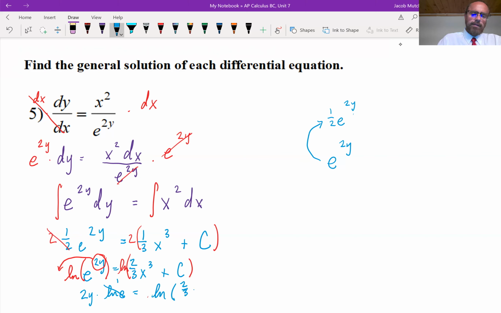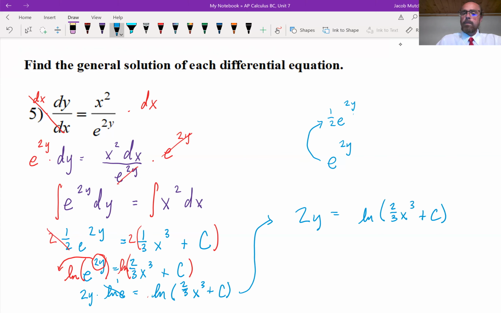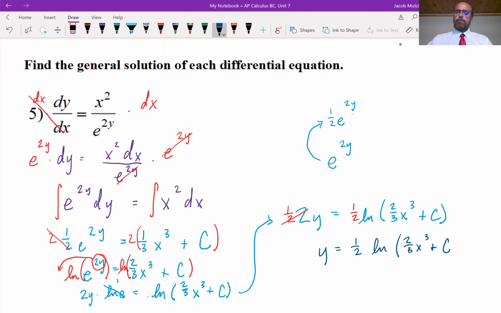We just have one step left to solve this equation, and that's to cancel the 2 on my y. In fact, let me bring that up here so we can see it clearly. So we have at this point 2y equals natural log of 2/3 x cubed plus c. So our last step is going to be to multiply by half. That'll cancel the 2 there on the left. And that'll give us a good solution for this differential equation. y equals half natural log of 2/3 x cubed plus c.